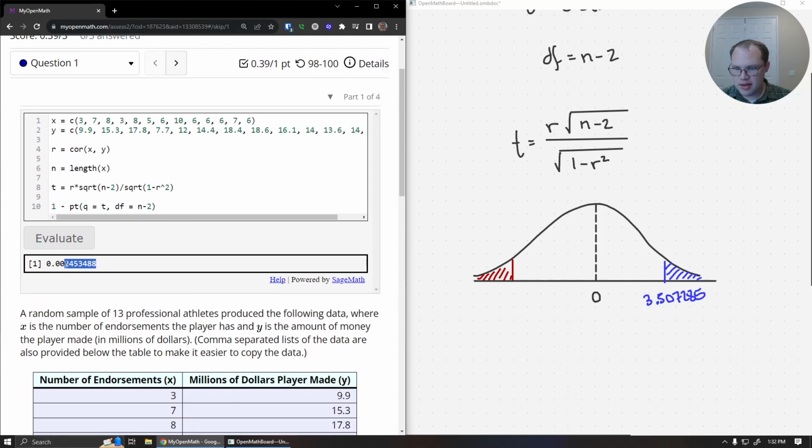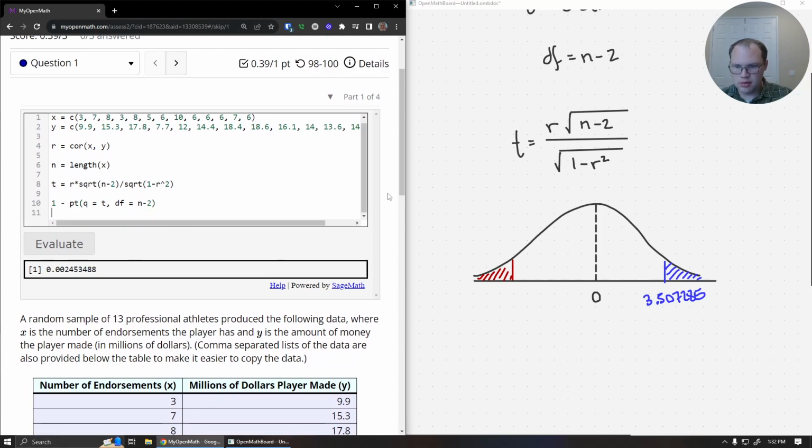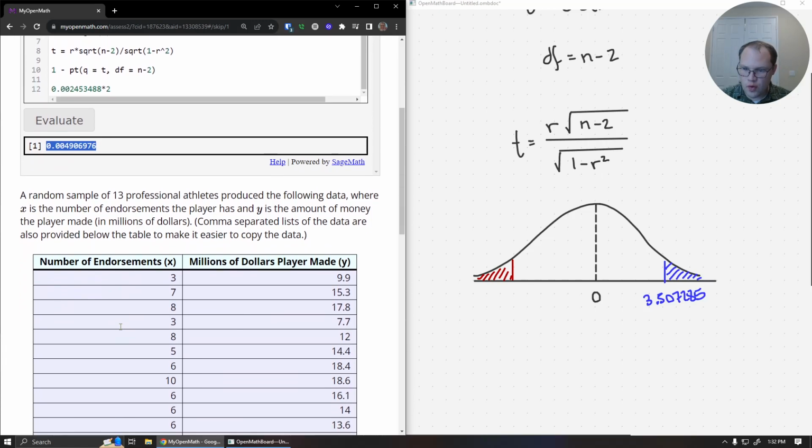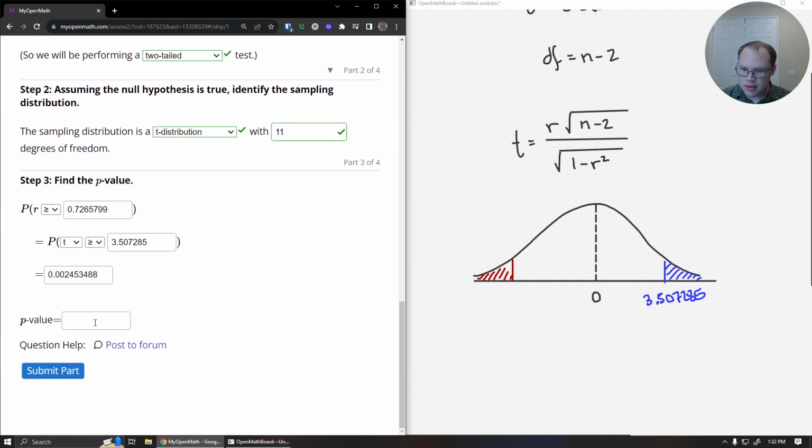So I'm going to take this and just multiply by 2. And that will give me my full p-value, 0.004906976. That's the p-value.